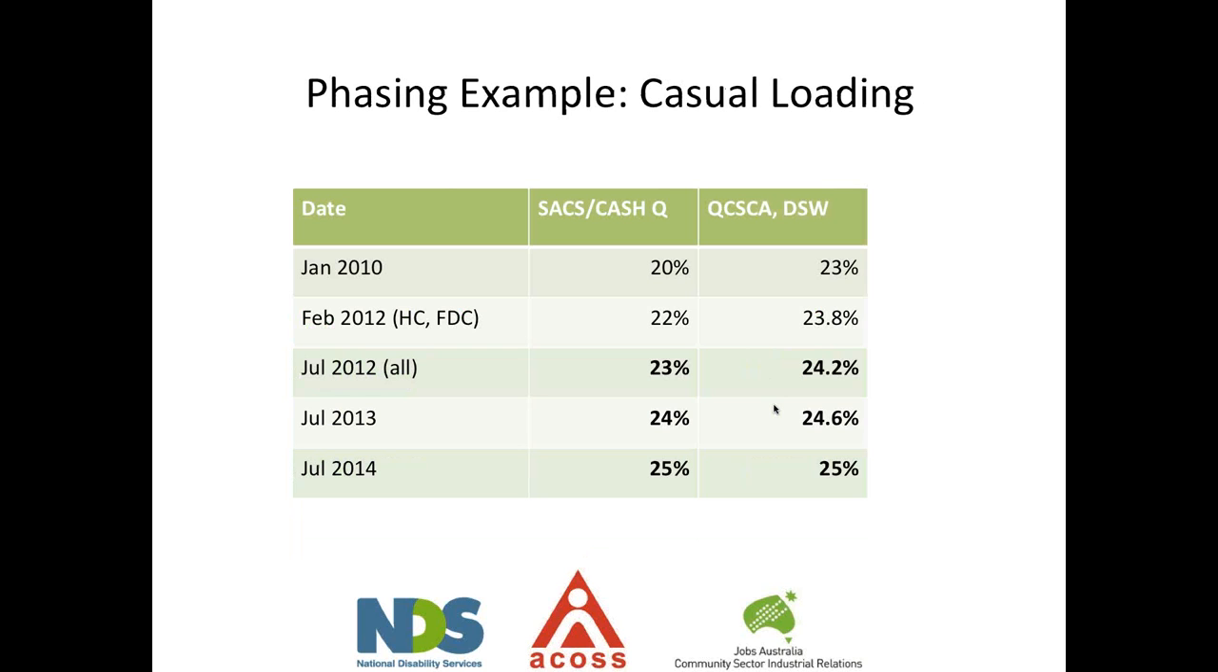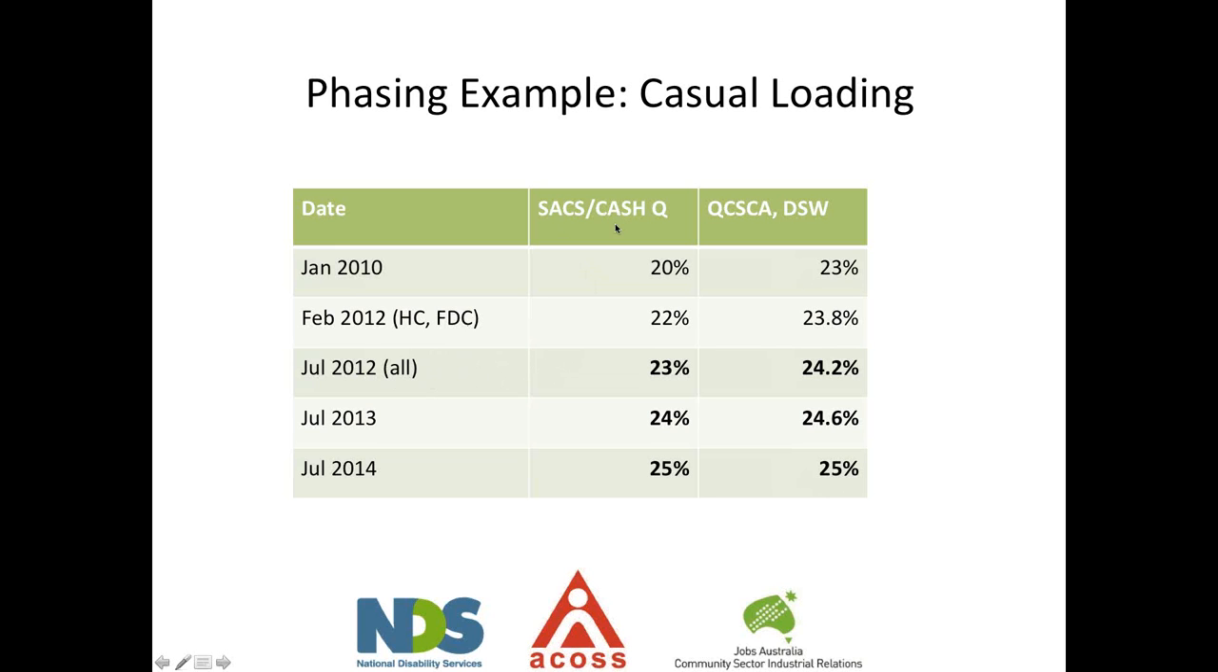So just to give you an example, I think this sets it out quite clearly. We're looking at casual loading. So casual loading under the old SACS and CASHQ Queensland award was 20%, whereas in the old Disability Support Workers and the Community Service and Crisis Assistance Award, it was 23%. From the 1st of February, home care and family daycare actually commenced phasing those loadings. However, they then applied a July phased amount as well. So we're now looking at the July amount for everybody.